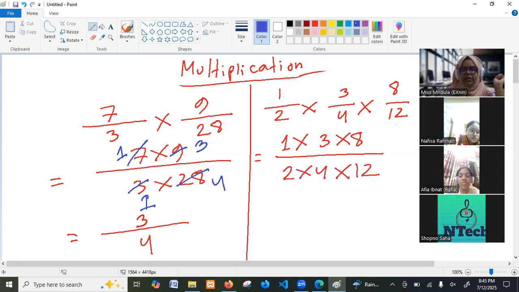Okay, now who can tell me what we can cut from up and down?